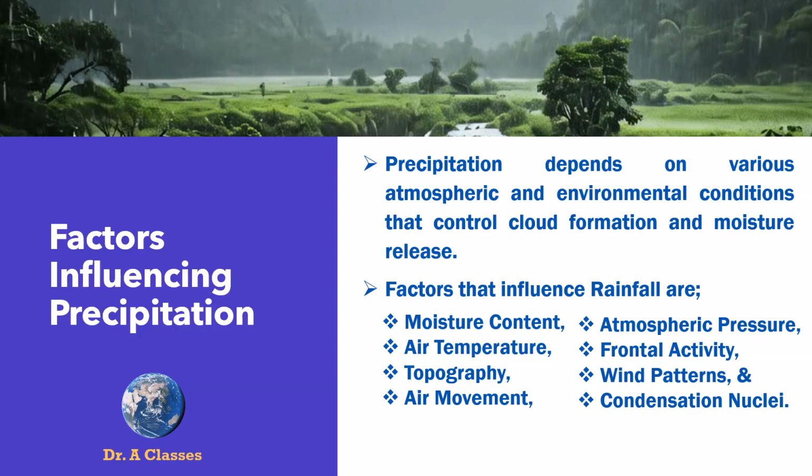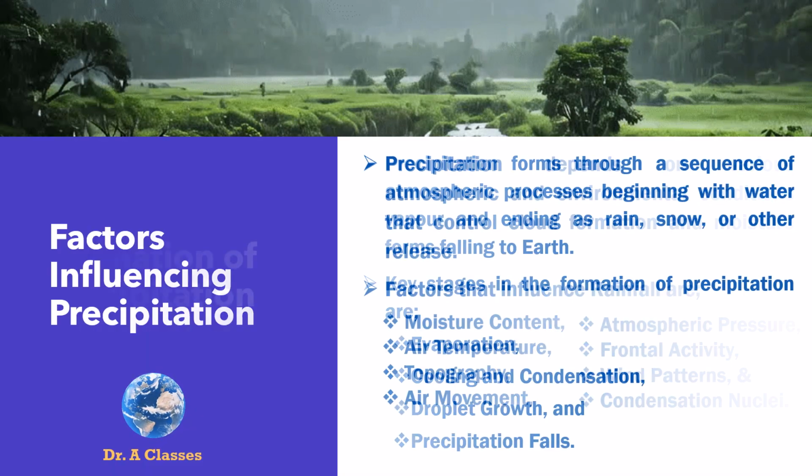Atmospheric pressure: low pressure encourages air uplift and precipitation. High pressure usually leads to dry conditions. Frontal activity: interaction of warm and cold air masses causes precipitation along fronts. Wind patterns transport moisture and influence cloud formation. Condensation nuclei: the presence of dust, pollen, and other particles is essential for droplet formation.